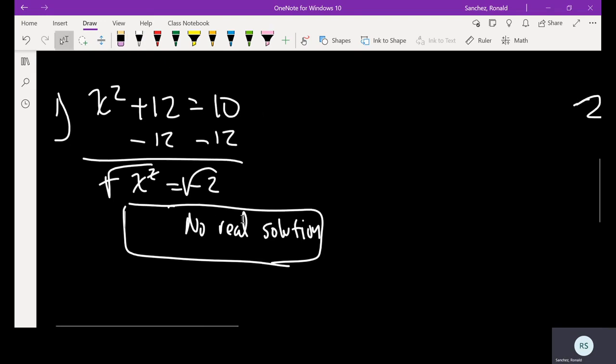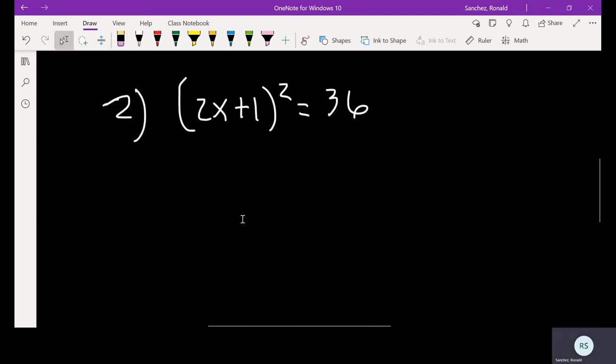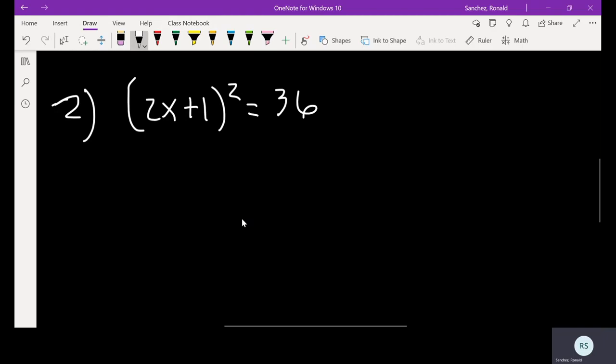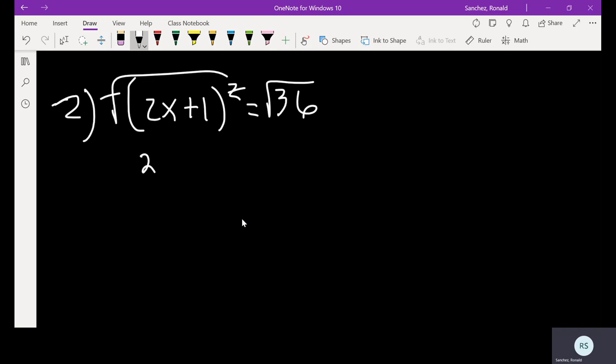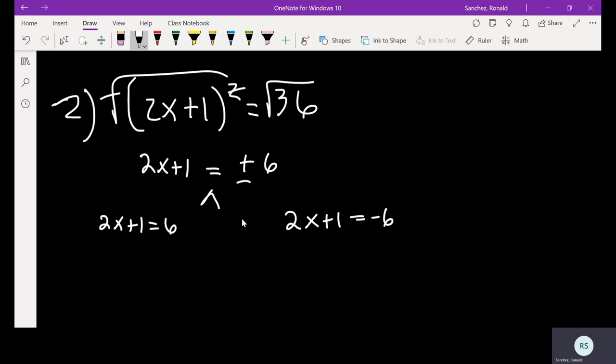Okay, number 2. Number 2, you were supposed to find the square roots or square root both sides. So that cancels out, and we're left with 2x plus 1 is equal to, the square root of 36 is positive 6, but also it's negative 6. So we can separate this into 2 different equations. So we can have 2x plus 1 is equal to positive 6, and 2x plus 1 is equal to negative 6.